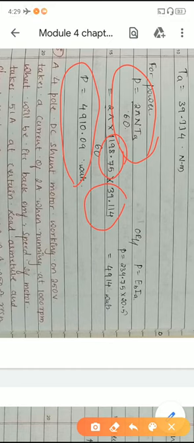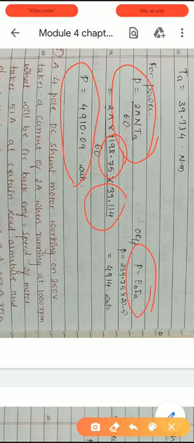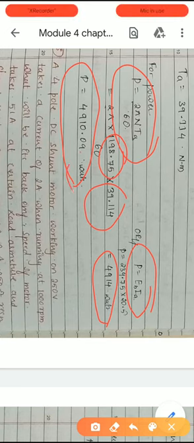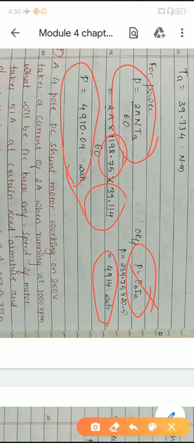This is one method. Or you can also calculate power as the multiplication of voltage and current, that is EB and IA, back EMF and armature current. If you substitute that, you will get the power as 4.9 kilowatts. Both are same. You can use this method or this method, right?